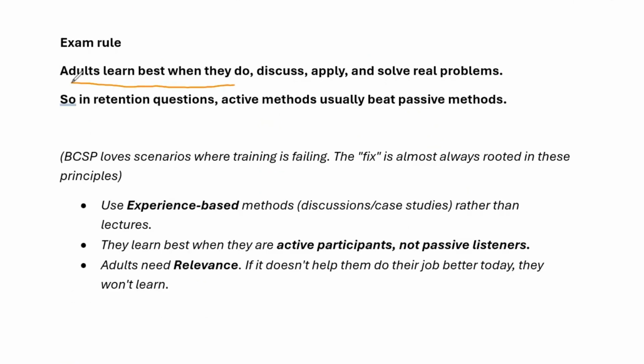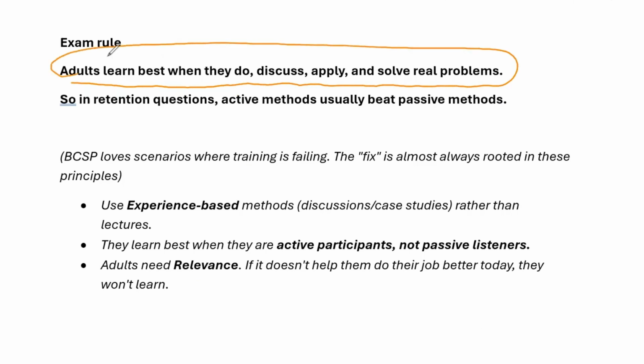Adults learn best when they discuss, apply and solve real problems. What does that mean? Adults learn best, meaning retention is highest. See, I am just giving you training and going; or I am giving you training, interacting with you, and then you go and teach after learning from me. That is the best way. Different methods have different retention. Retention means how much you can understand. So adults learn best when they do.